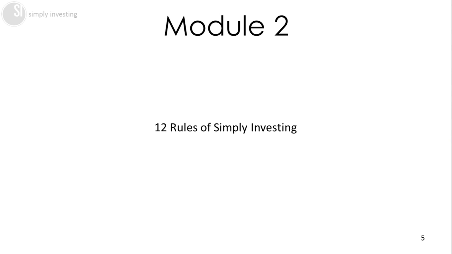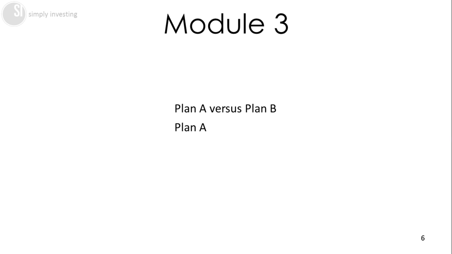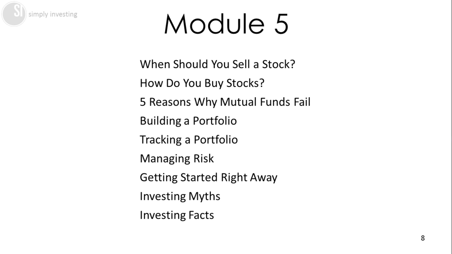In Module 2, we're going to be covering the 12 rules of Simply Investing. In Module 3, we're going to talk about Plan A and then Plan B. I know it sounds a little mysterious right now, Plan A and B, but once we get to Module 3 and 4, you'll have a better understanding of what it's all about. Module 5, when should you sell a stock? Which is very, very important. This is just as important as knowing when to buy a stock.